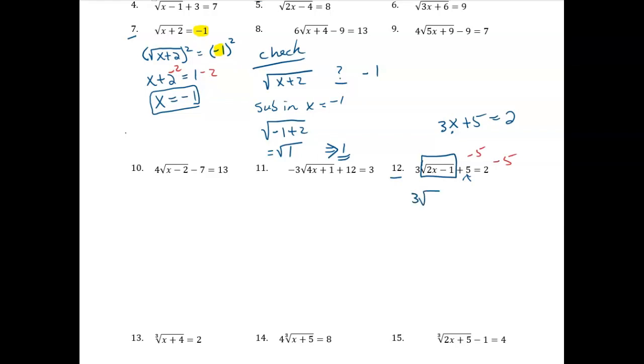So you would have 3 root 2x plus 1. And 5 take away 5 is 0, so it cancels here on the left side. Then you have 2 take away 5, negative 3. And don't go ahead and square yet. Get rid of this 3 here. You're multiplying by it, so divide both sides by 3. You get a negative 1. And then you need to get rid of the root sign, so square both sides.